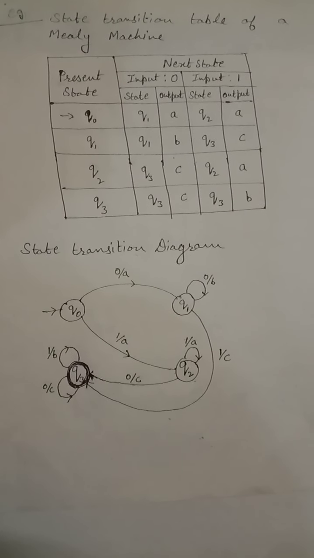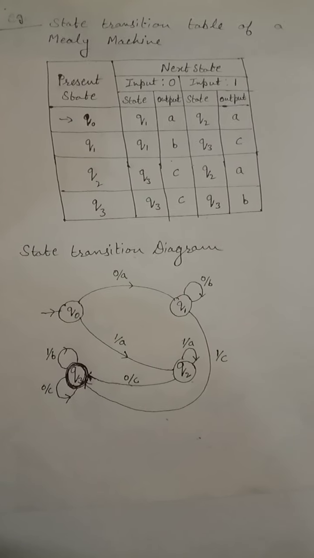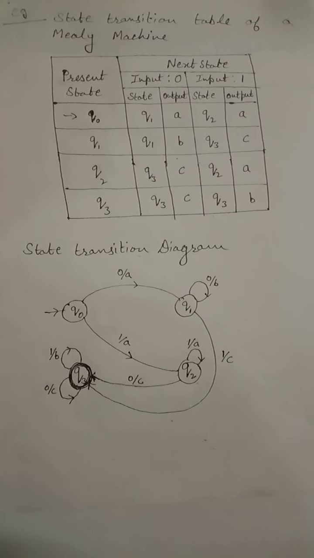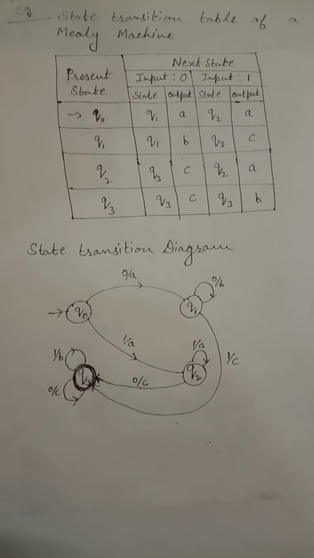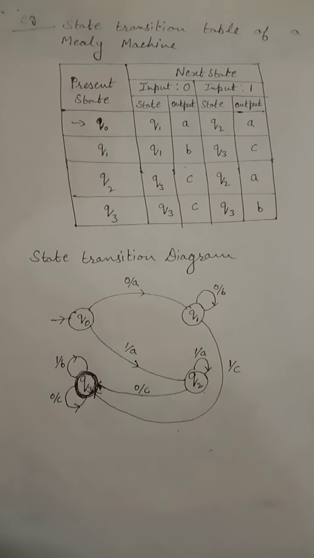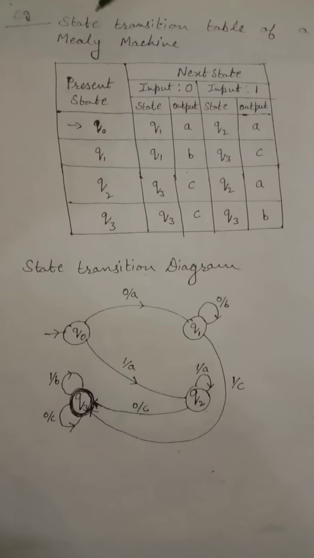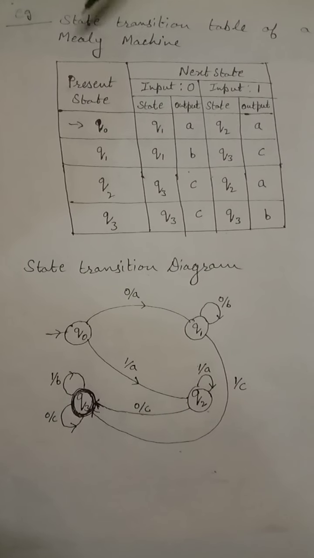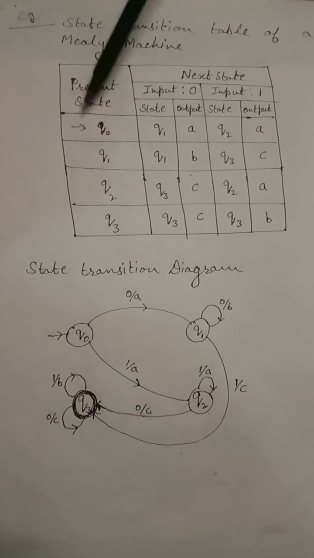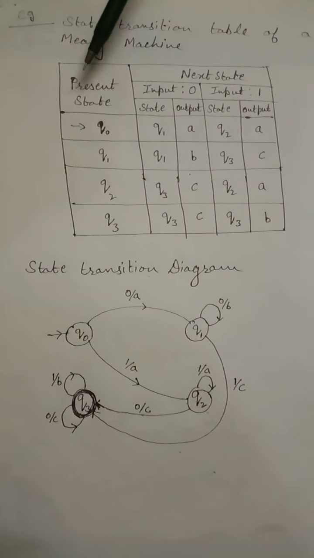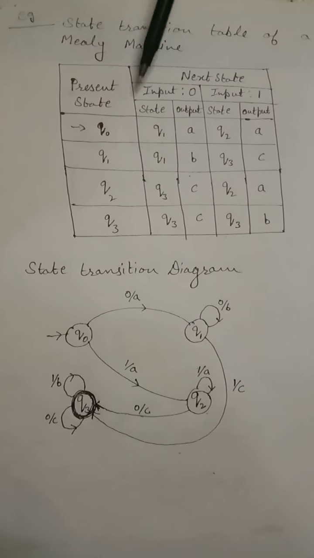Hello students, in this video lecture we'll study the state transition table and state transition diagram of Mealy and Moore machine. So here we have a state transition table of a Mealy machine. This is the state transition table.